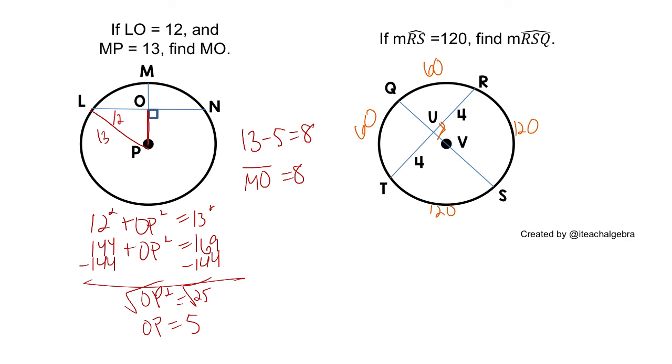So TS is 120. We want to know RSQ. So we do 120 plus 120 plus 60. And we get 300. And that's the measure of RSQ.